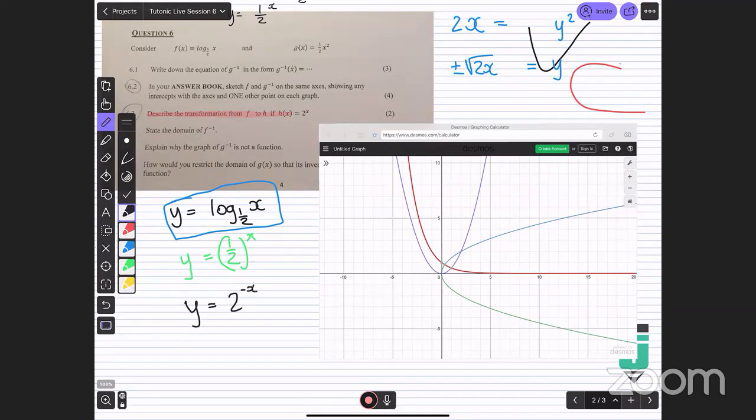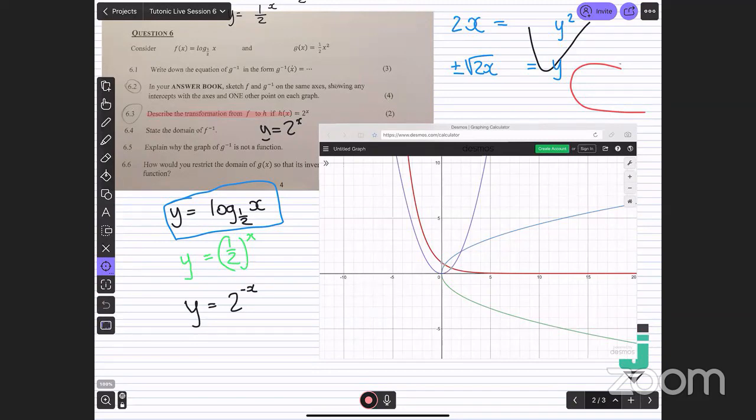Oh, it was reflected again. What's the difference between 2 to the x and 2 to the minus x? It's reflected in the y-axis. Yep. Therefore, if you were to describe the transformation, what is it going to be? You first reflected about the line y is equal to x, and then reflected about the y-axis. Do you guys see that? Yeah. So do you see how cool this is?